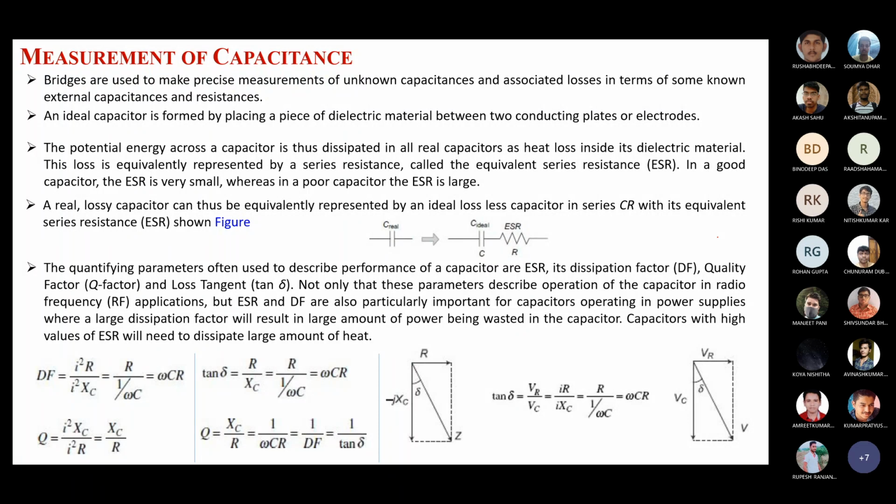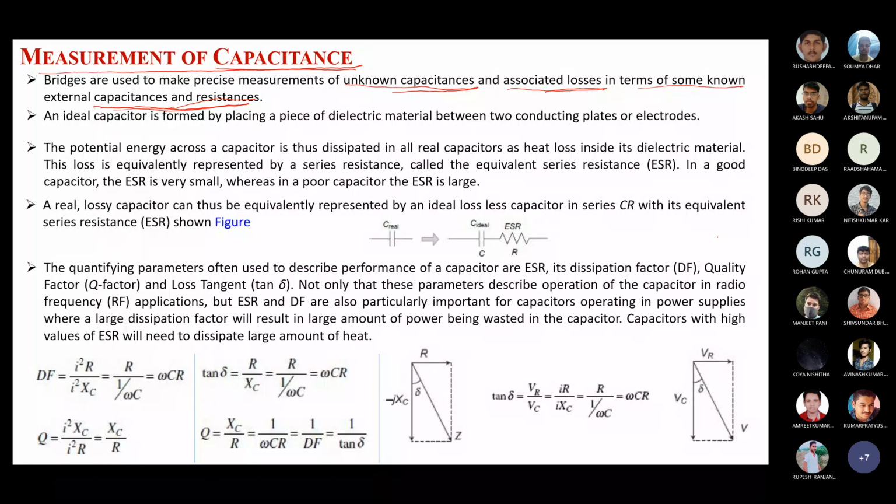As in our inductance, we are also considering the equivalent series resistance of the capacitor, that means the ESR of the capacitance. So what are the most important factors for measurement of capacitance? The main factor is that we are going to find out the unknown capacitance associated with losses, in terms of known external capacitance and resistance.